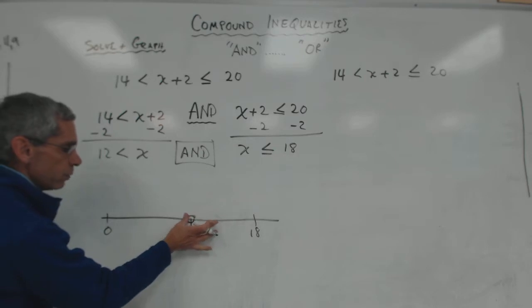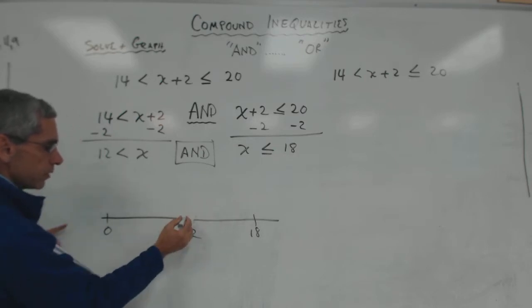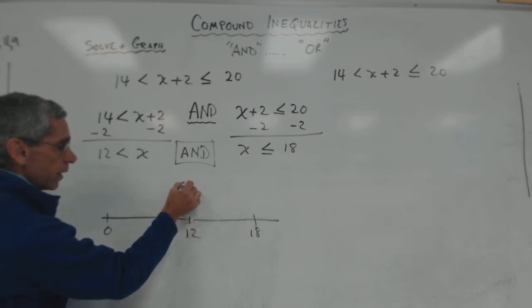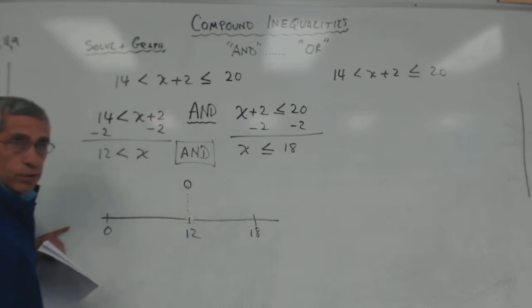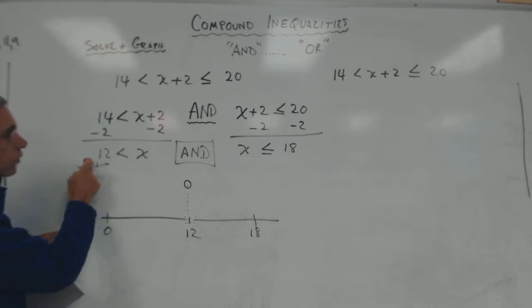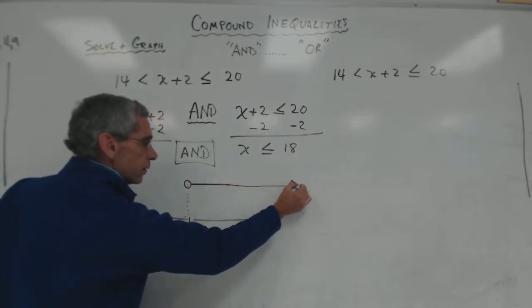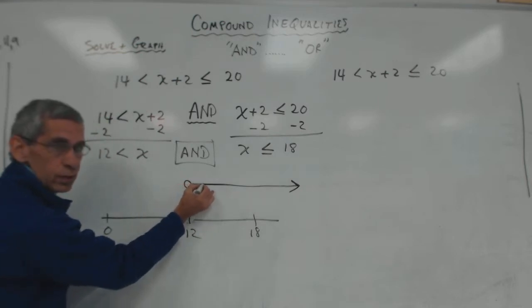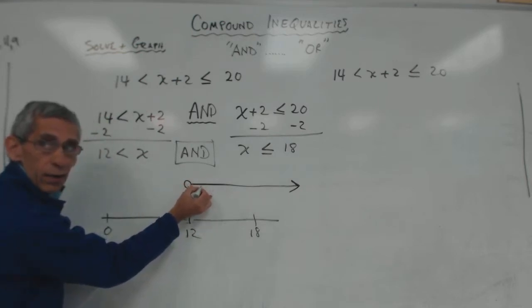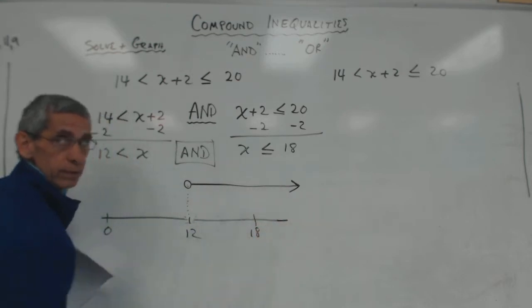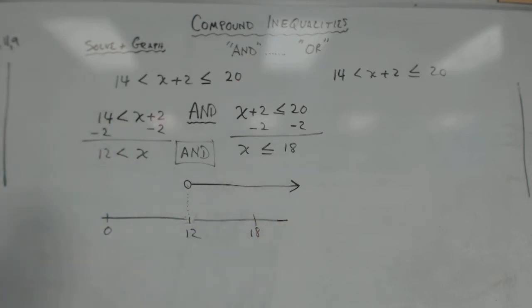Wait, actually, before I put it here, I'm going to come up here and put an open circle. It says x is greater than 12, so I would go this way. Would you guys agree with me? Now, I'm not doing just a short little line and then an arrow. I'm bringing my line all the way to the end of my number line, okay? That's important. You'll see why in a minute.